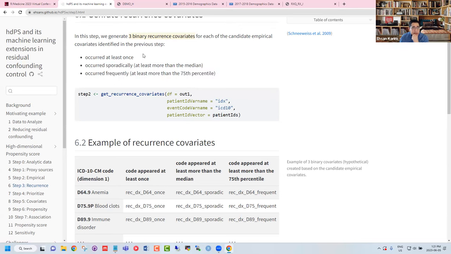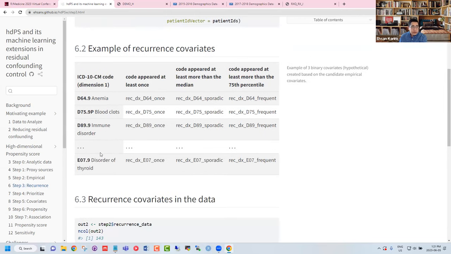Based on these three conditions, we convert each of these codes into three different codes. So try to understand this part. For each code, we are creating three different binary variables based on the recurrence of the code: whether it occurred only once, or whether it is occurring sporadically. By sporadically, one can interpret that it happened at least more than the median, right? And whether it happened frequently means that it occurred more than the 75th percentile. So for each of these codes, we are creating three different binary variables, and these binary variables are known as the recurrent codes.